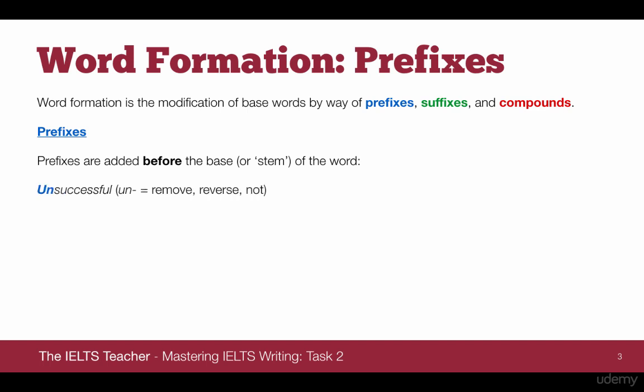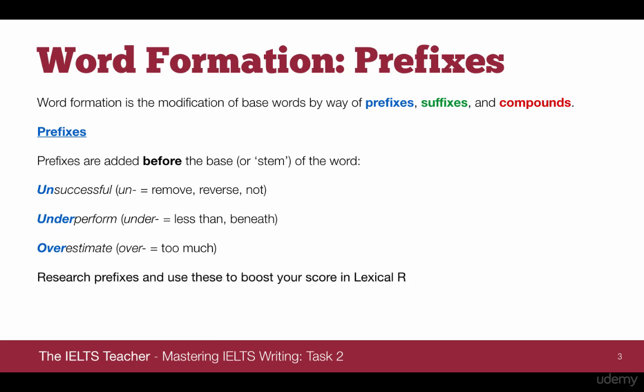Unsuccessful. Here, un represents remove, reverse, or not. Underperform. Under here means less than or beneath. Overestimate. So over here meaning too much. You've estimated too highly in this example. So you can research prefixes and use these to boost your score in lexical resource.